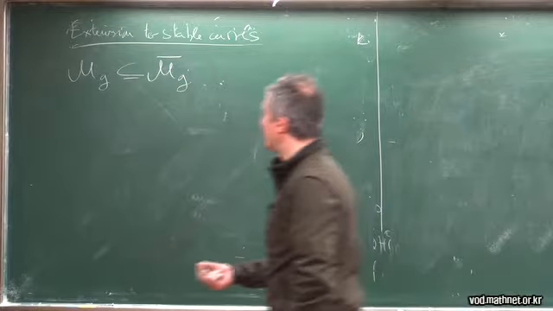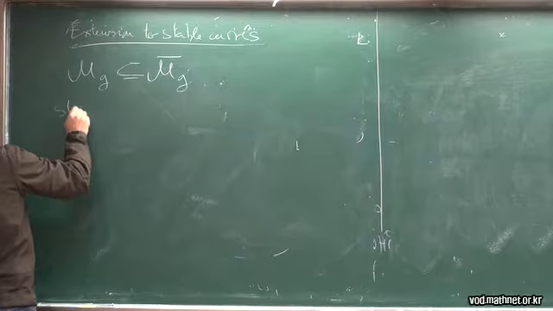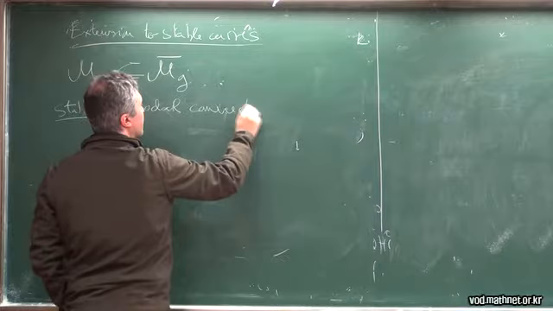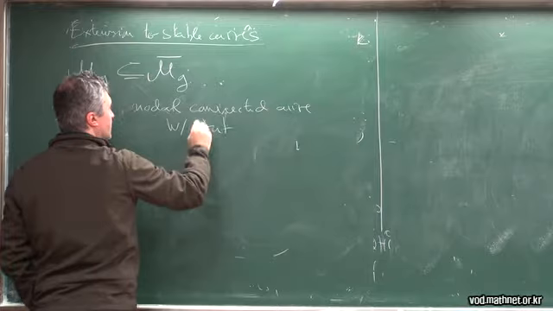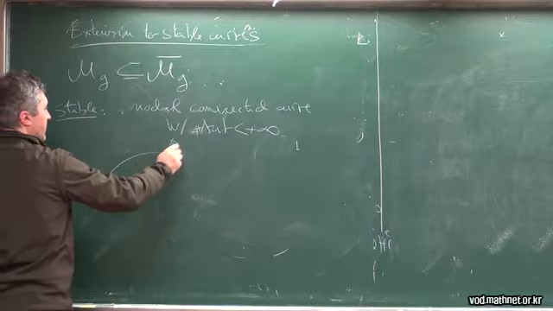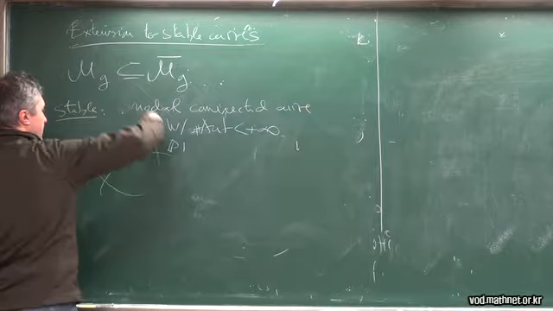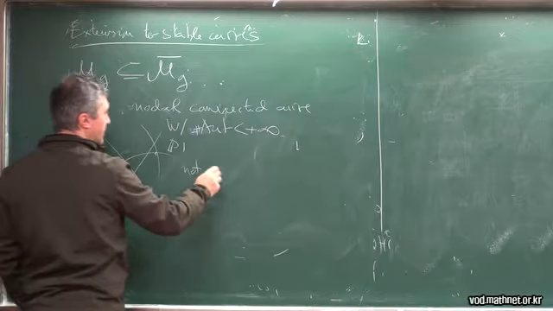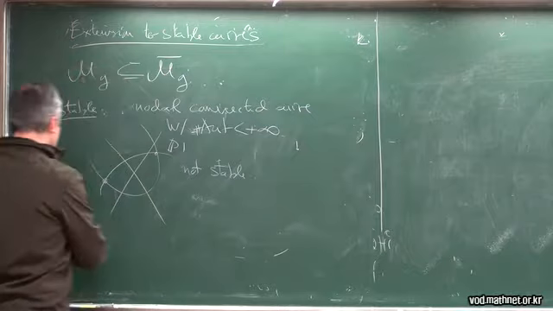But you can compactify it by adding stable curves. So stable means a nodal connected curve with finite automorphism group. So for example, if you have a P^1, then this P^1 must intersect the other components in at least 3 points. So if you have a P^1 and another component intersecting in 2 points, this is not stable. So this is not allowed. Okay, and you have a similarly stable pointed curve.